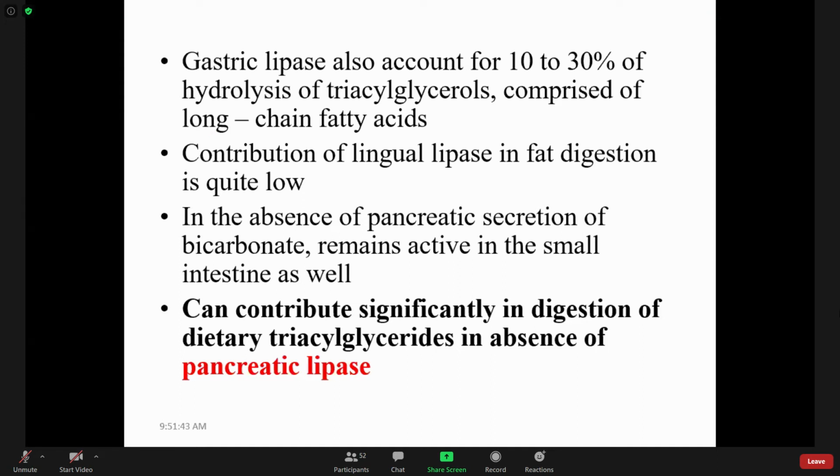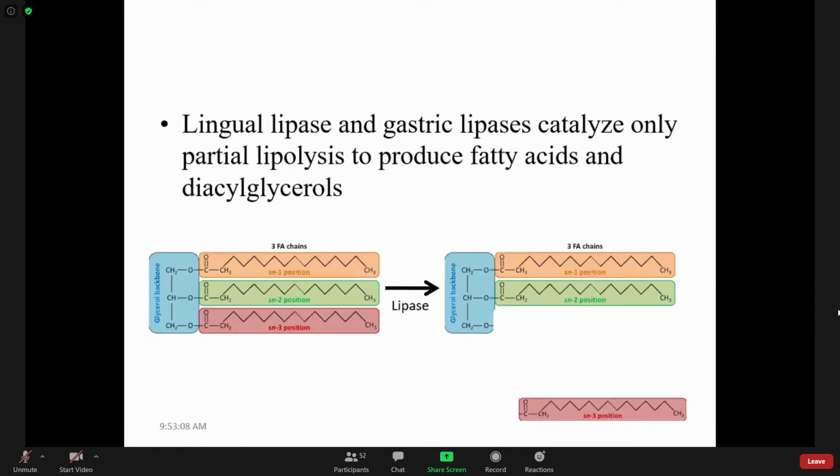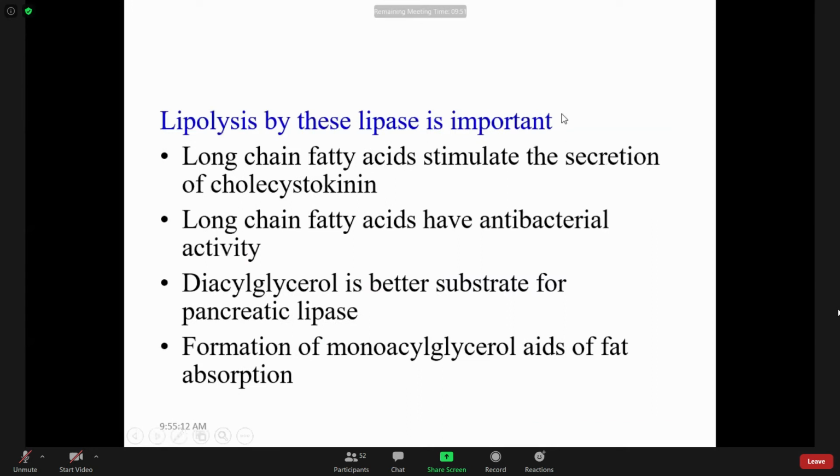In those patients, this lingual lipase is active even in the small intestine and able to hydrolyze the fat or triacylglycerol. The hydrolysis by lingual lipase and gastric lipase is only partial. They are able to hydrolyze triacylglycerol into fatty acid and diacylglycerol, but not the complete hydrolysis, that means triacylglycerol to free glycerol and free fatty acids. So they only hydrolyze partially, converting triacylglycerol to free fatty acids and diacylglycerol.